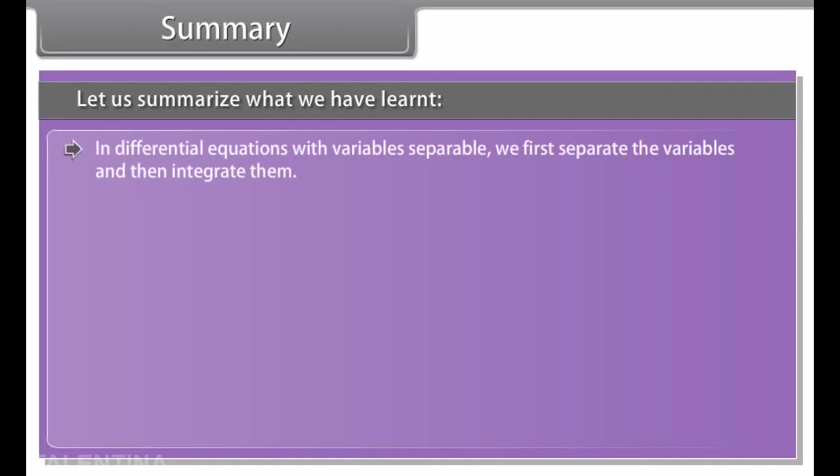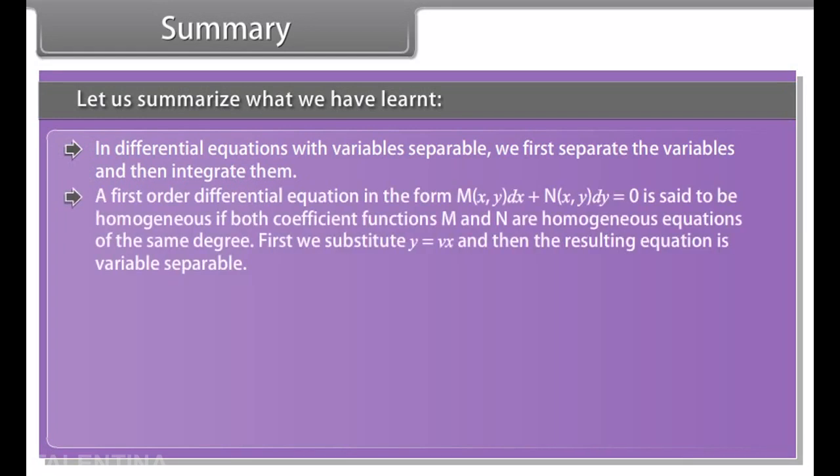In differential equations with variables separable, we first separate the variables and then integrate them. A first-order differential equation in the form M(x, y) dx plus N(x, y) dy equal to 0 is said to be homogeneous if both coefficient functions M and N are homogeneous functions of the same degree. First, we substitute y equals vx, and then the resulting equation is variable separable.